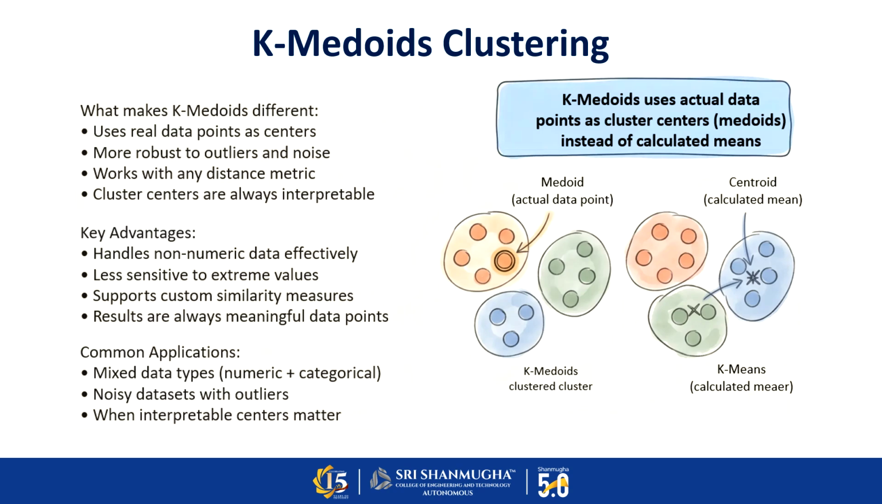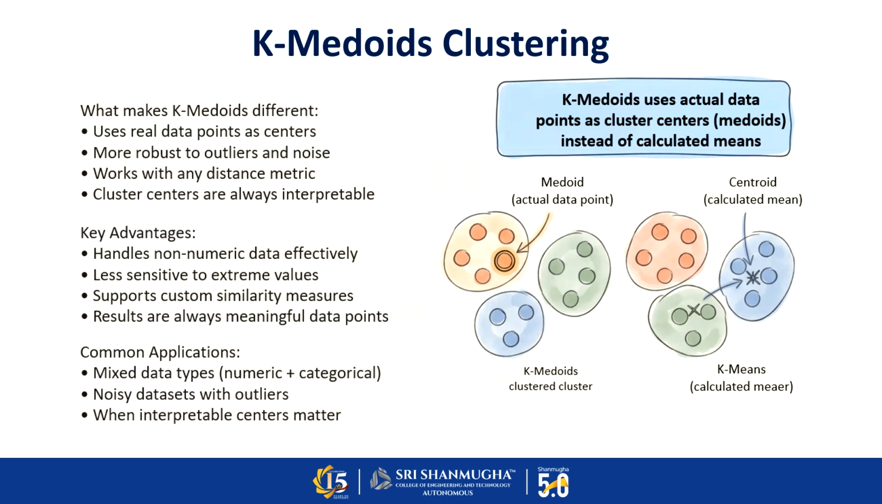So when I take a real-time example, choose K-Medoids when your data set has outliers or noise, your data is non-numeric or mixed, or you need the cluster representative to be an actual real-world entity, a real customer, a real document. So choose K-means when speed is a priority and data is clean numeric data.